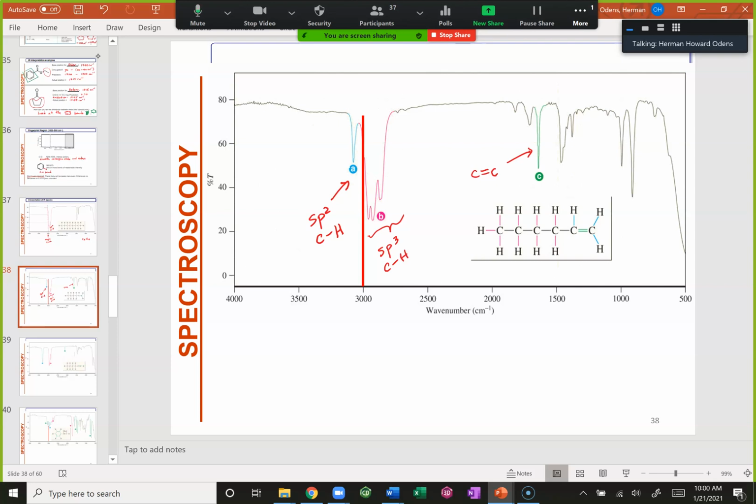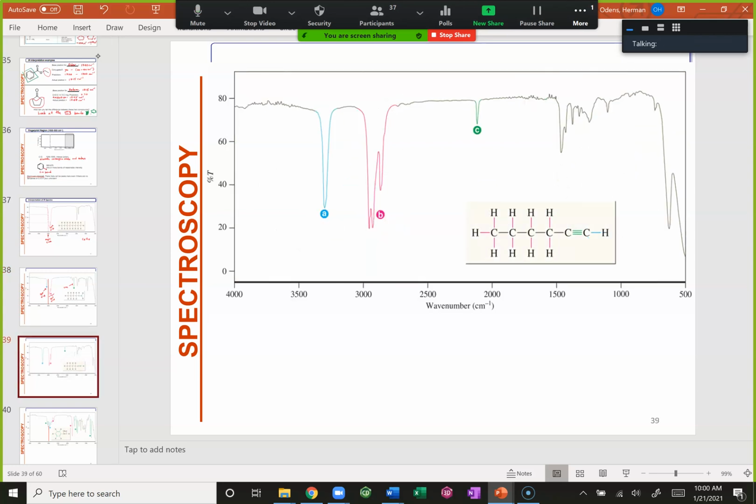Let's go to the next slide. So we have a terminal alkyne, a triple bond, and then a C. If I'm given this structure, this is what I'll expect: C triple bond C, and a triple bond C-H, which is this sharp peak here at 3300.